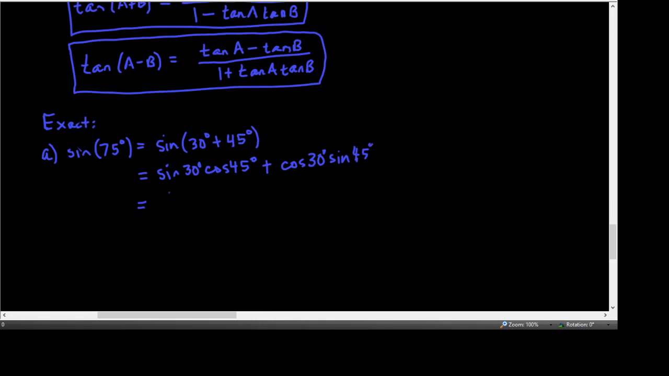So sine of 30 degrees is 1/2. Cosine of 45 degrees is square root of 2 over 2, plus cosine of 30 degrees is square root of 3 over 2, times sine of 45 degrees is square root of 2 over 2. And so that ends up being square root of 2 plus square root of 6 all over the common denominator, 4.